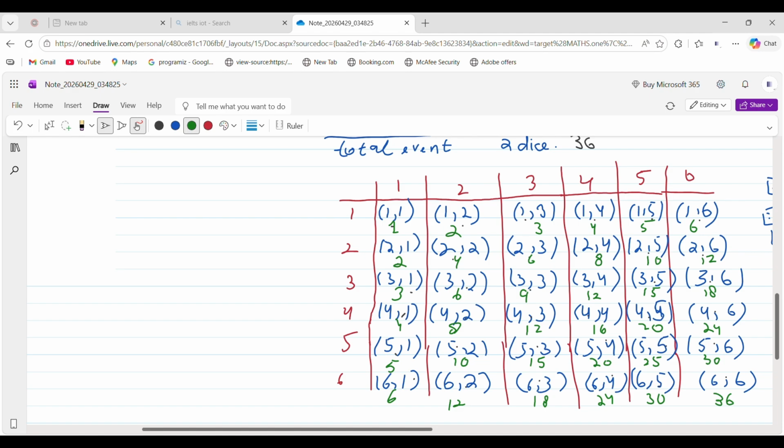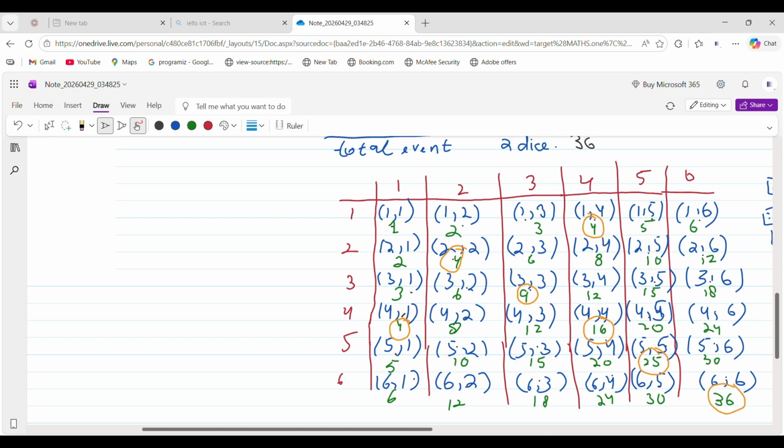Now basically we need to see what the perfect squares are here. Let's circle those numbers. 4 is the perfect square of 2, and 4 is again the perfect square of 2. 8 is not a square, 10 not, 12 not, 6 not. 9 is the perfect square of 3, not 12, not 15, not 18. Again 4 is the perfect square of 2, not 12. 16 is the perfect square of 4. 20, 24 not. 25 is the perfect square of 5. 36 is the perfect square of 6.